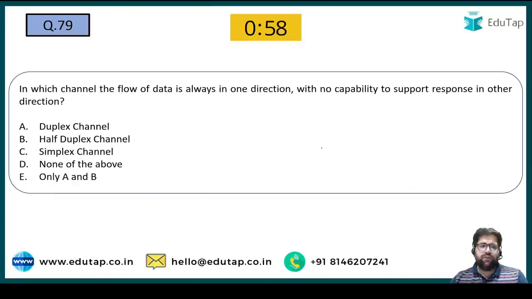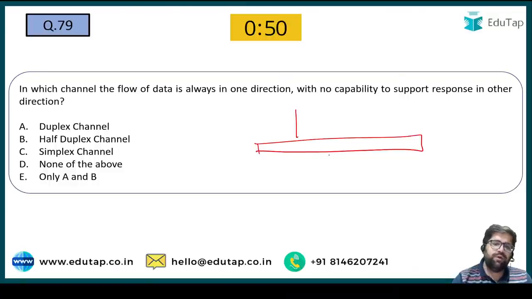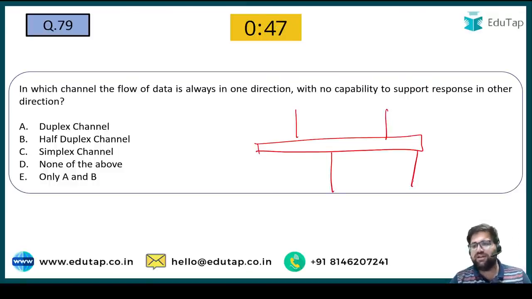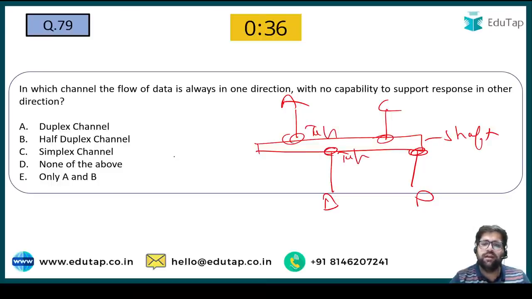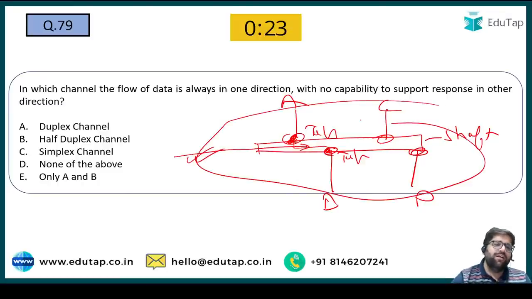79: In which channel is the flow of data always one direction, with no capability to support other responses? For example, if this is my network, this is my computer A, this is B, this is C, this is D. This is also known as the shaft, and all these different points are known as taps. If information is coming to this, then A can have it, then after closing of this step, B can have it. Sorry, this is not the question I was explaining, so just avoid this diagram. In which channel is the flow of data always one direction? The answer will be C.